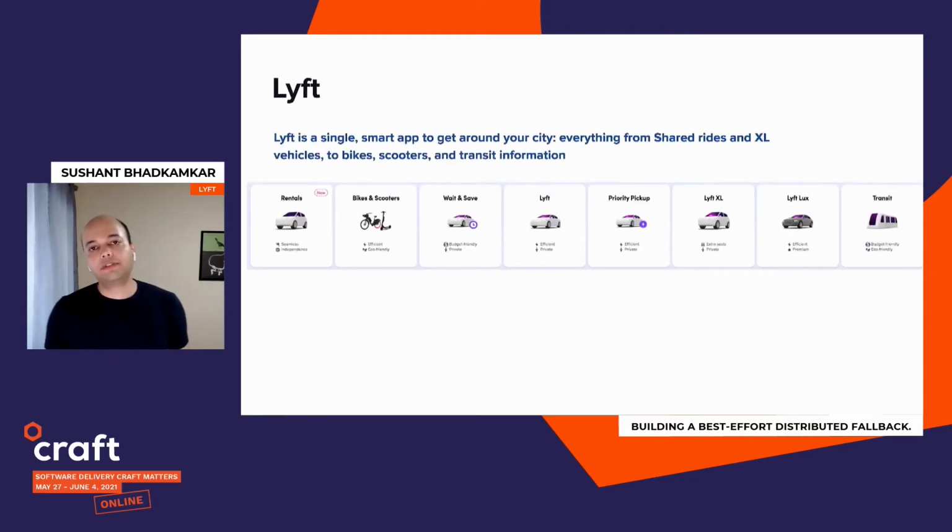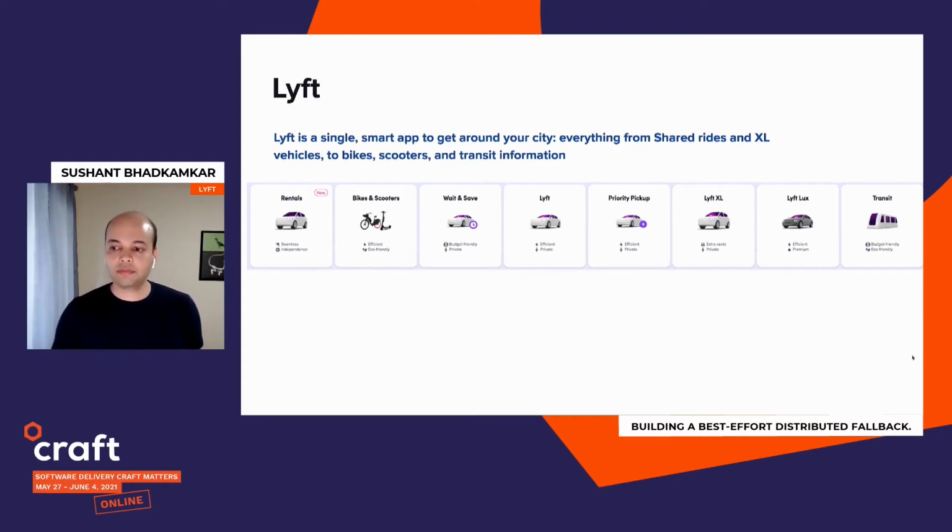So Lyft, if you're not aware, is a single smart app to get around your city. Right now, we have rideshare options with everything from shared rides to extra large vehicles. We also have bikes, scooters, and transit information within the app. It's currently available to 95% of the population in the United States and a few select cities in Canada as well.